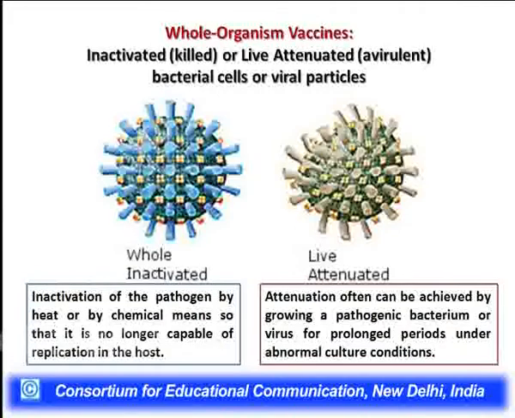Now, what's the difference between the whole killed vaccines, which include the inactivated killed vaccines, and the live attenuated vaccines? Basically, the inactivated or killed vaccines are pathogens or disease-causing organisms which have been killed by heat or by various chemical means. So they are no longer capable of replicating within the host, while the live attenuated vaccines have been attenuated by growing them in abnormal conditions for a prolonged period of time. So they have lost their pathogenicity by this abnormal growth. So we can see both of these whole organism vaccines here. One is the whole inactivated, while the other one is the live attenuated.